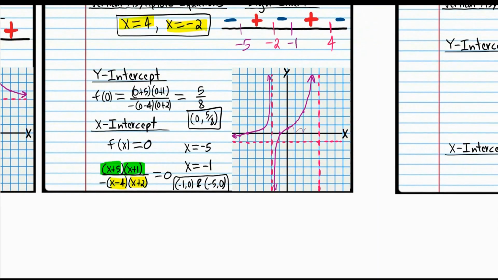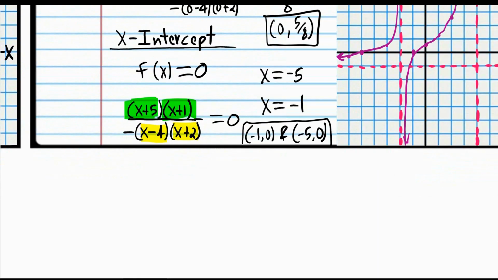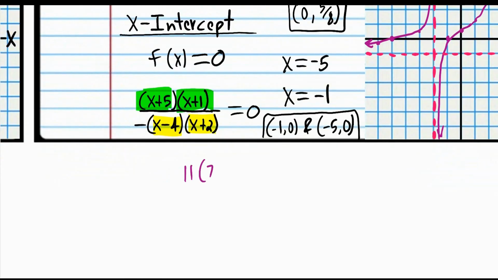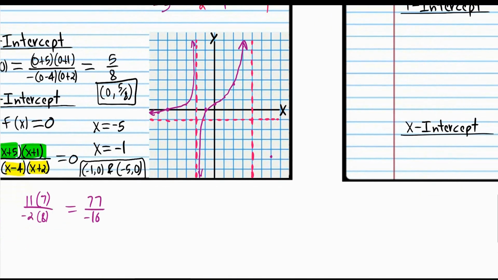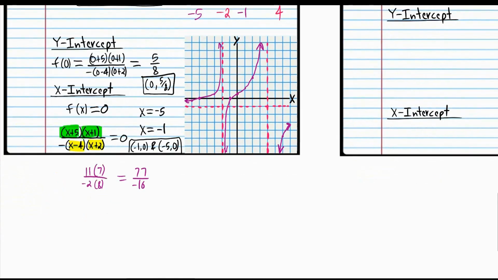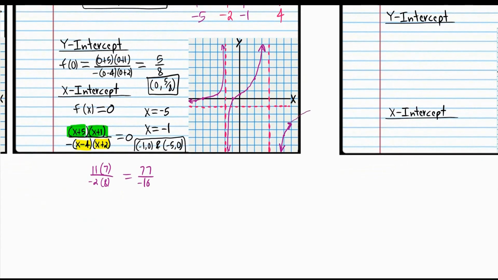Let's try plugging in 1, 2, 3, 4, 5, 6. Then we get 11 times 7 over -2 times 8. That's 77 over -16. And that's going to be -4.8. So 1, 2, 3, 4, 5, 6. 1, 2, 3, 4.8, roughly. So the graph looks something like this. We don't have to be any more accurate. So as the graph goes farther and farther to the right, it's going to approach that horizontal asymptote.